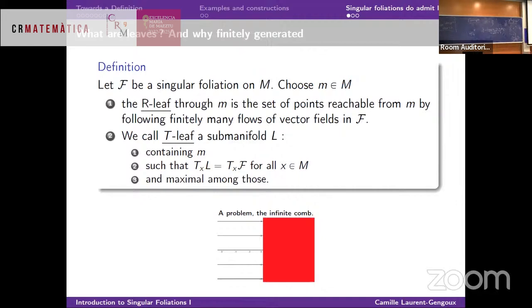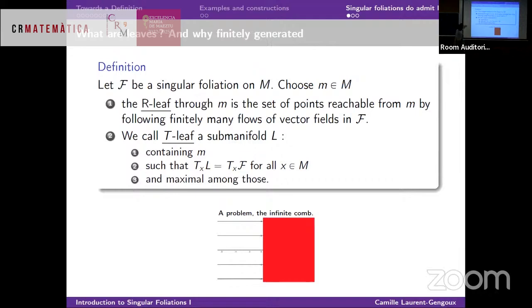Well, if I have a point, I can consider all points I can reach from this point by following flows of vector fields in F. These were just called, like 50 years ago, the reachable points. I can call that the leaf through M. I would call it the R leaf through M for a moment. The good point with the R leaf is that it may be nasty, but at least it exists. And by construction, R leaves are a partition of M. So they exist as a partition of M, good. But they are not manifolds, in fact they are, but they may not be sub-manifolds a priori.